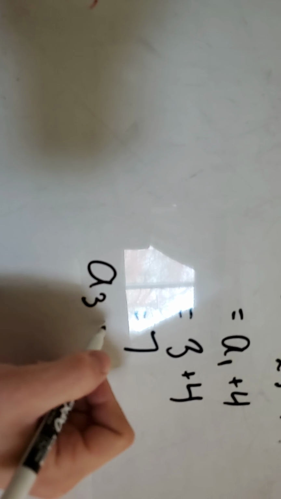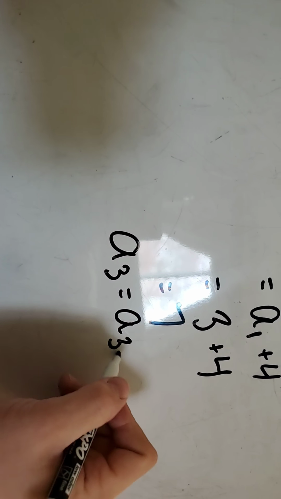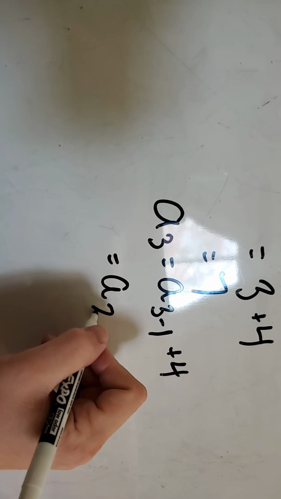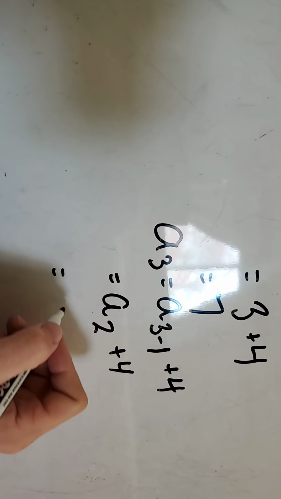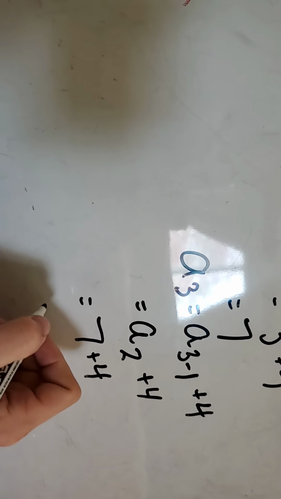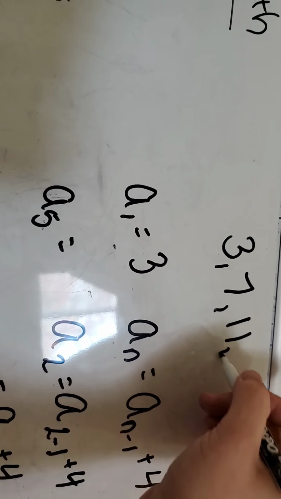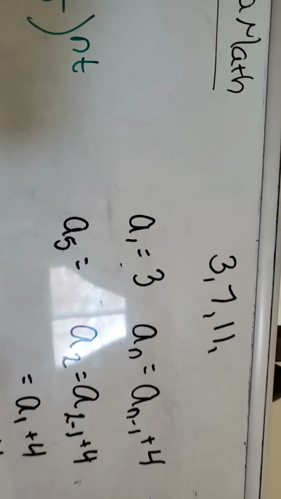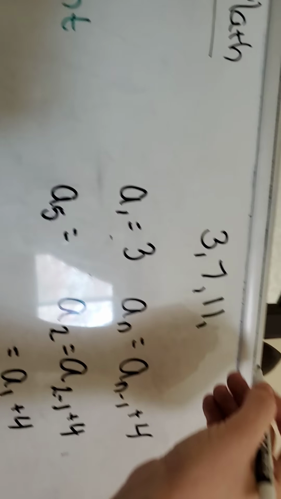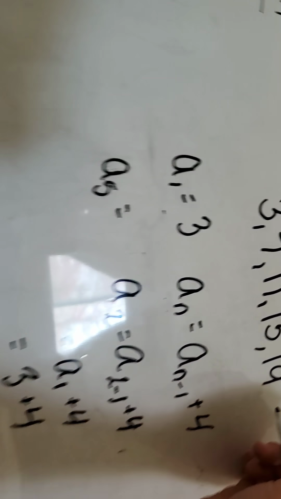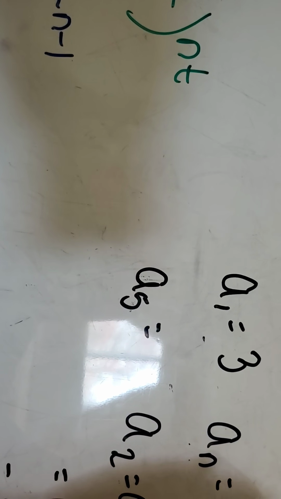All right, so what would be the next term? A3. Well, what is A3? It's the term before it plus 4. What's the term before it? A2, the second term. What is A2? We just found it. It's 7. What is 7 plus 4? 11. So we see that the third term is 11. Now we can see that the common difference here is we're adding 4. So let's add 4 again. That's 15. Let's add 4 again. That's 19. And we're trying to find A5. There it is. A5, the fifth term, is 19.